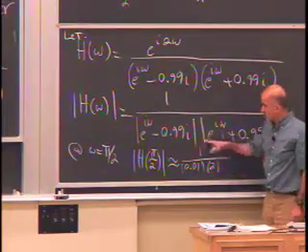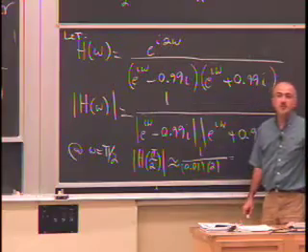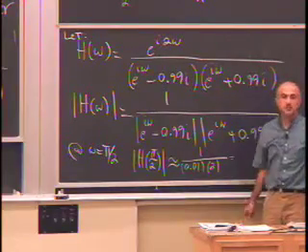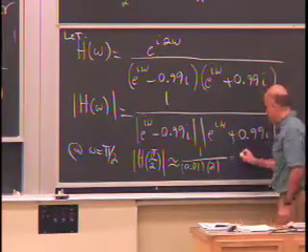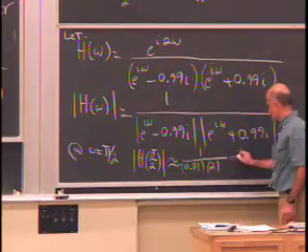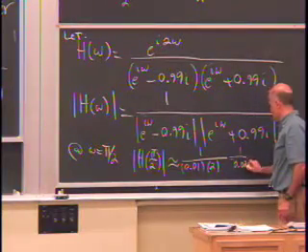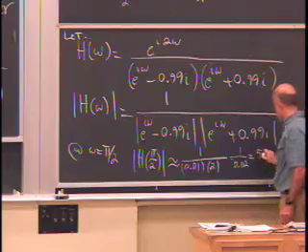And what kind of behavior are you going to see in the frequency response at pi over 2? Sharp peak. So you get 1 over 0.02, which is what, 50?